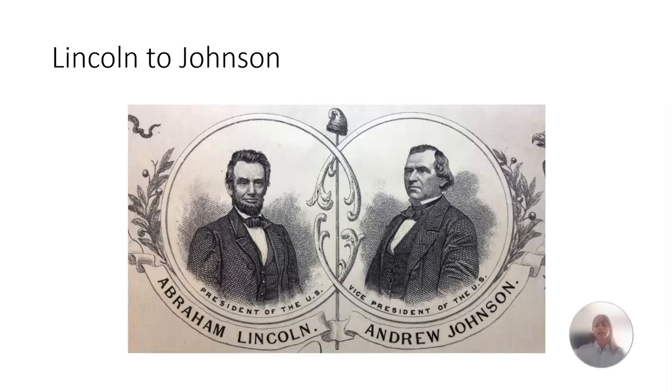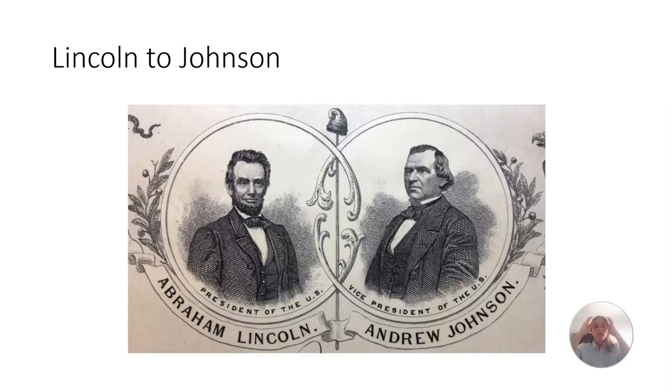So after Lincoln's assassination, Andrew Johnson, his vice president, who's pictured here, becomes president. And this changes everything. Andrew Johnson wanted a quick reunion with the South. He did not support full rights for African Americans, and he allowed former Confederate leaders back into positions of power in the South so they could still hold political office.